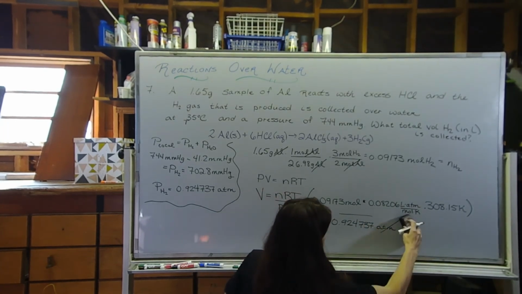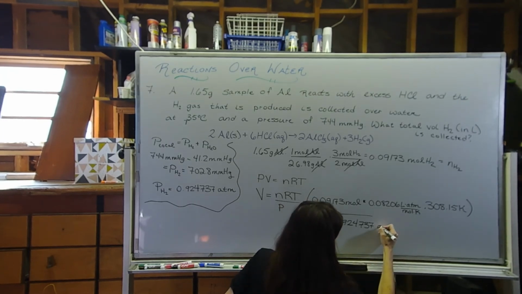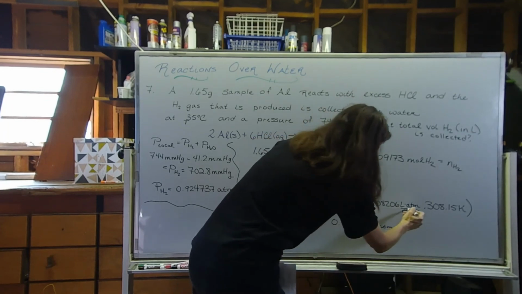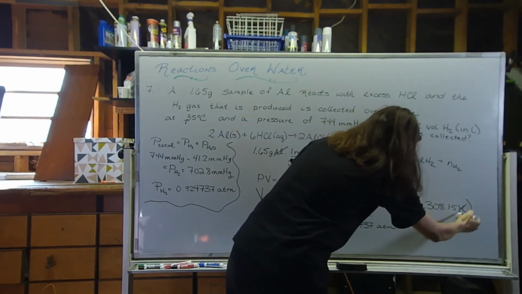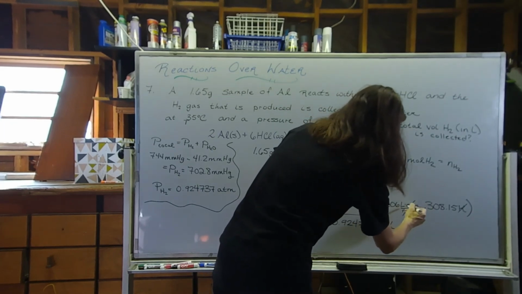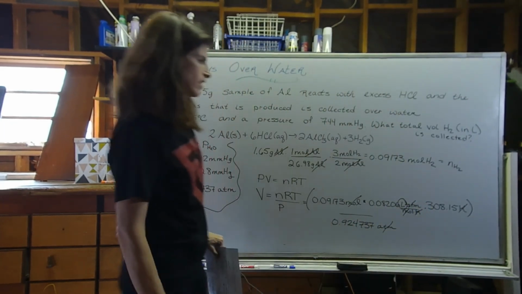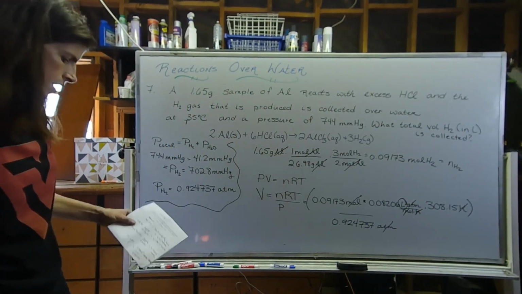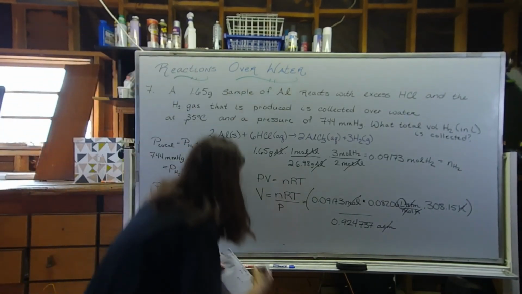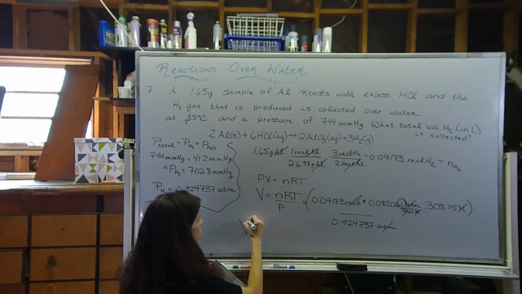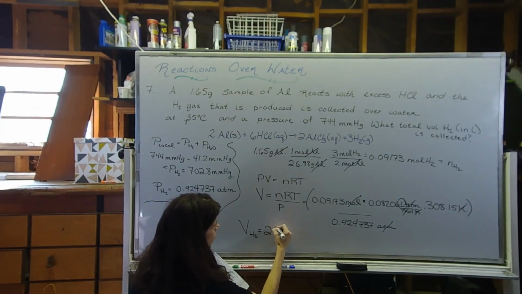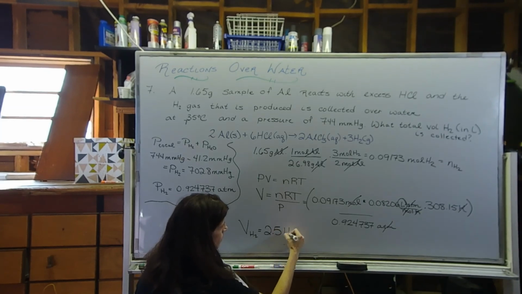Atmospheres does not cancel out. Let's see. Moles cancels. Kelvins cancel. And I'm sorry, atmospheres does cancel right there. And we're just left with liters. And so at the end of the day, I got, again, all these answers seem super reasonable to me, that we would have a volume of hydrogen equal to 2.51 liters.